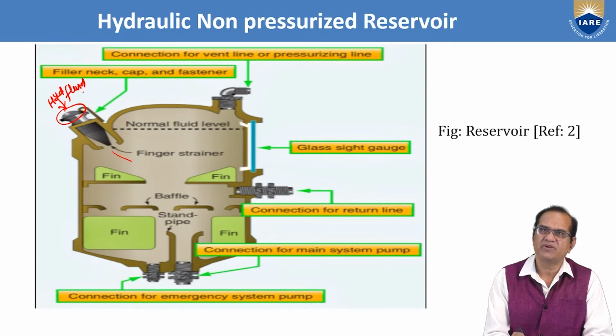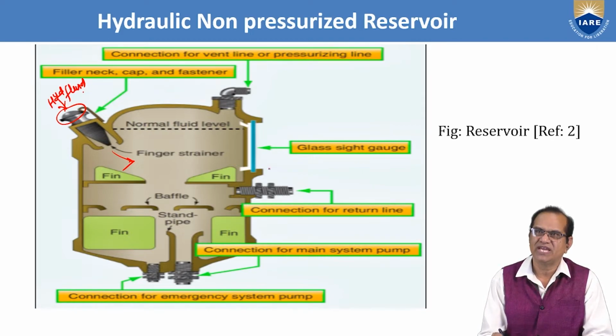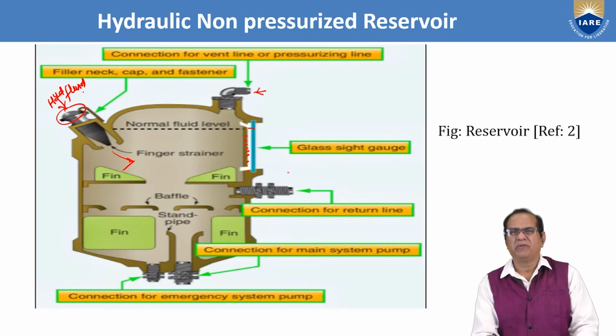Okay, so from here it will go here. A finger strainer is also here, and a normal strainer here. A big particle will be trapped here. Normal fluid level here. Here we have a glass sight gauge. From here, some meter is here in this. We can find out how much fluid is inside. Here we have the connection for the vent line or pressurized line. So here we can do the venting, and if it is pressurized, we can give the pressure here.